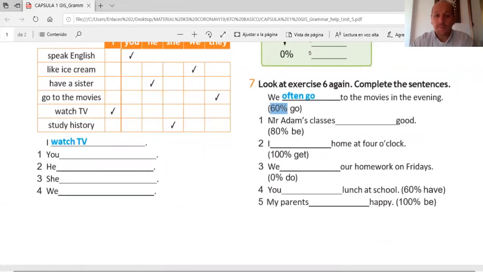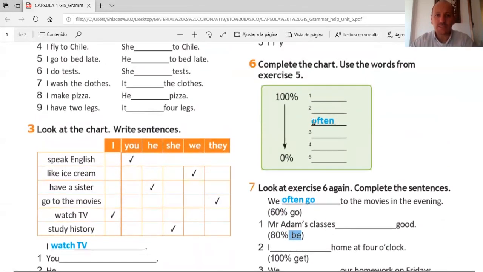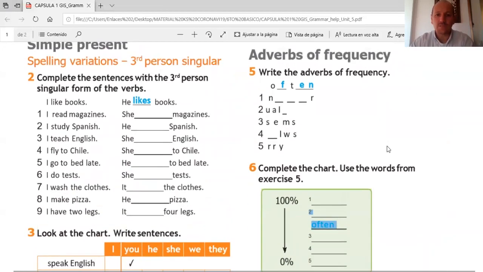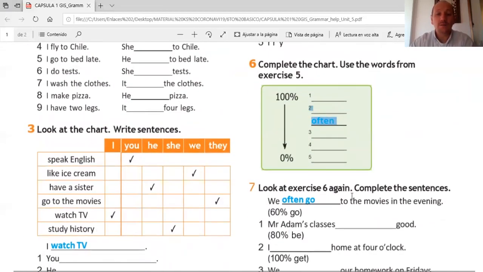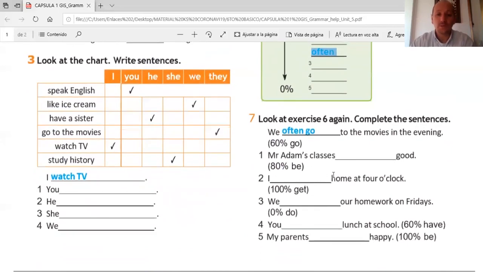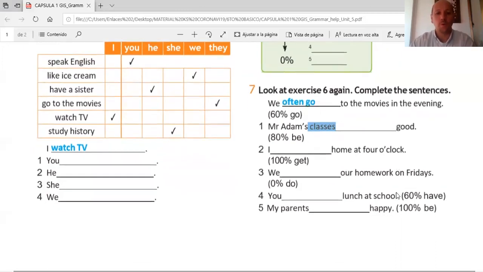Exercise 1. Mr. Adam's classes. Las clases del señor Adams. 80, verbo to be. 80. 7 era 60, 70, 80. Por lo tanto, decíamos que era usually. Mr. Adam's classes, el verbo to be, en este caso va a ser are, porque están hablando de las clases del señor Adam. Mr. Adam's classes are usually good. Son usualmente buenas. Okay? Okay, boys and girls, I hope that you understand.